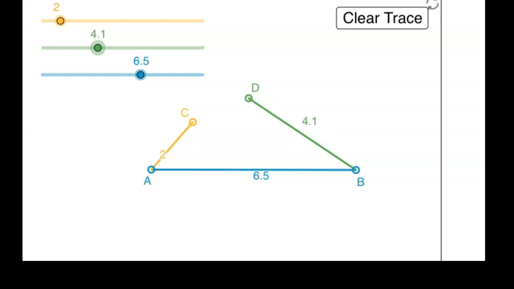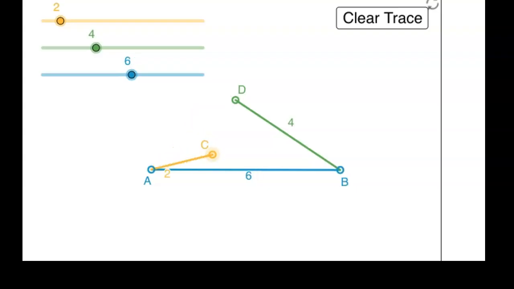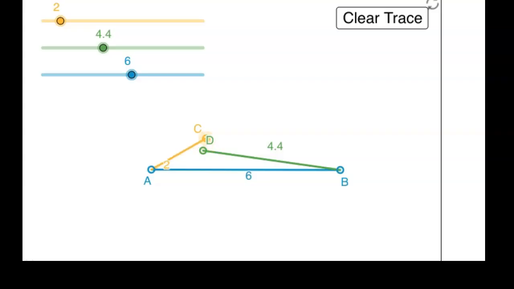Let's try 2, 4, and 6, just for fun. So this time, when I try to make 2 and 4 connect, I can do so, but I can only get that to happen if they are right on the line, because 2 plus 4 equals 6. So in this case, we don't actually get a triangle going on here. We just get a straight line. So notice 2 plus 4 equals 6. But if I change this even to something like 4.4 or anything just a little bit bigger, it has enough space that now I'm going to be able to make a triangle.